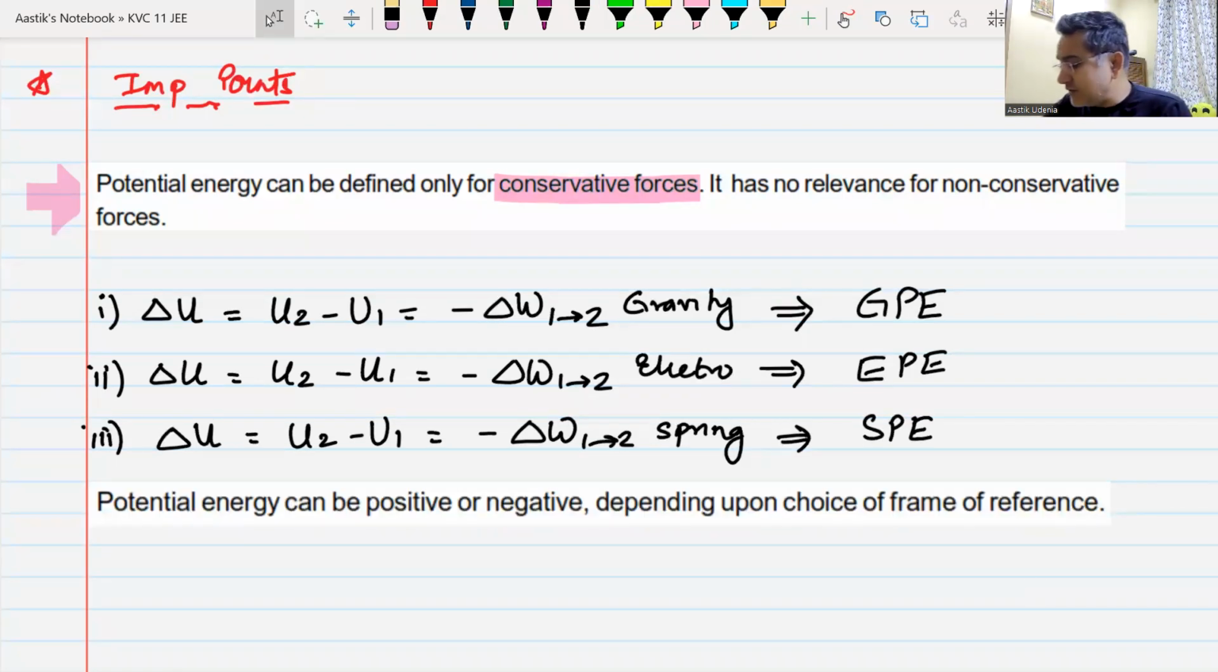Well, this potential energy could be positive, negative, depending on the choice of reference frame. Remember, the absolute value is not defined for gravitational potential energy. Only the change or difference is defined.